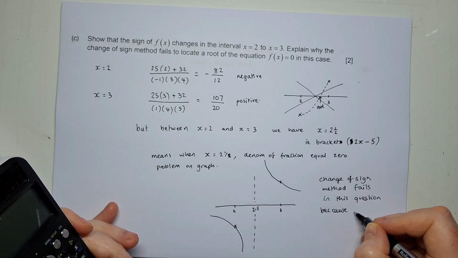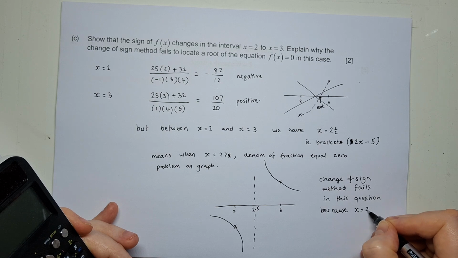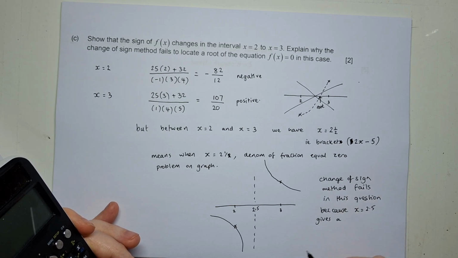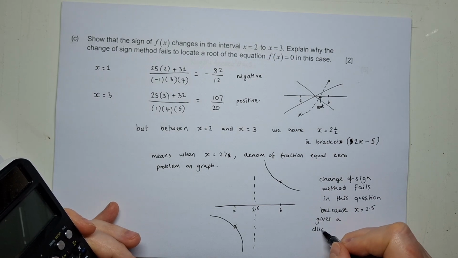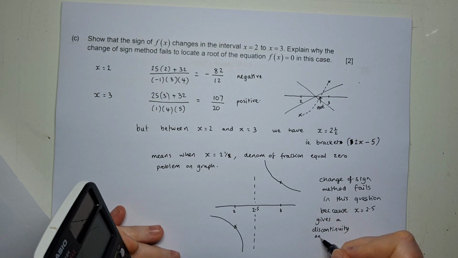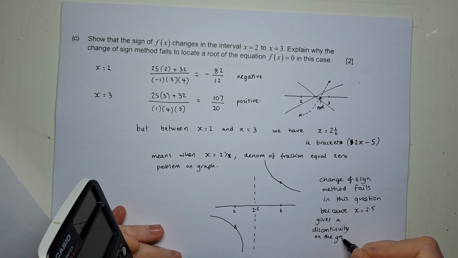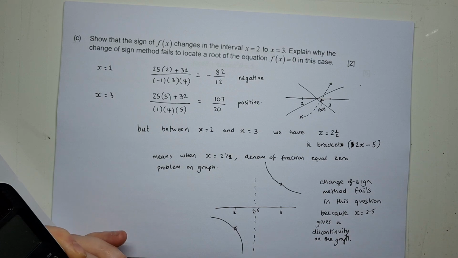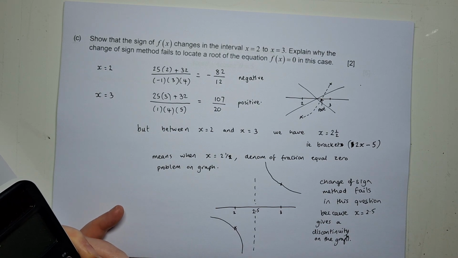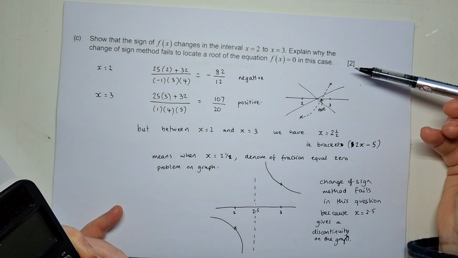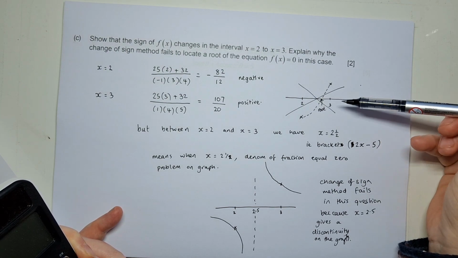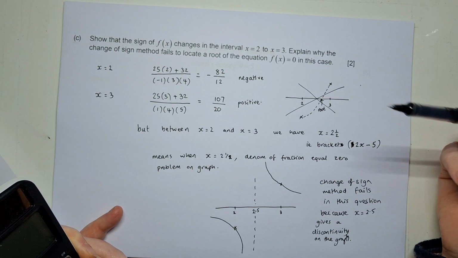because we have a value of x equals 2.5 gives a, well, let's call it a discontinuity on the graph. Okay, and that would be enough. You can draw a little diagram if you want, but that's the problem. Normally it should locate a change of sign. There would be a root in between those two values of x is 2 and x is 3, but in this case it doesn't.